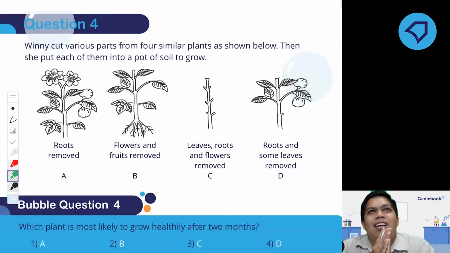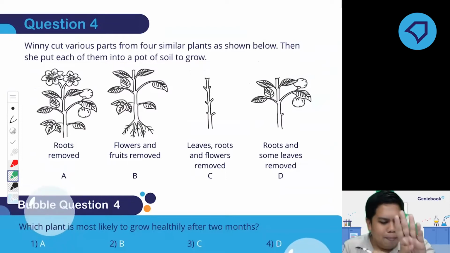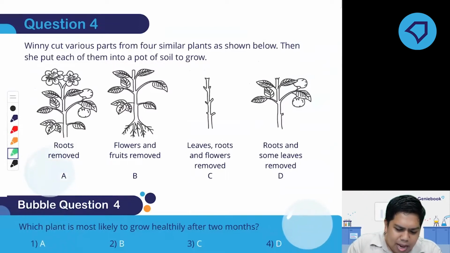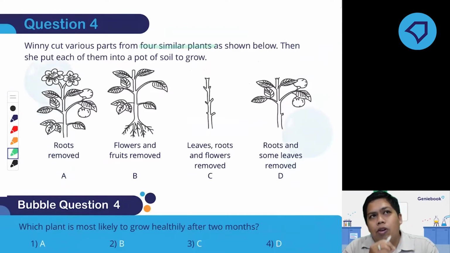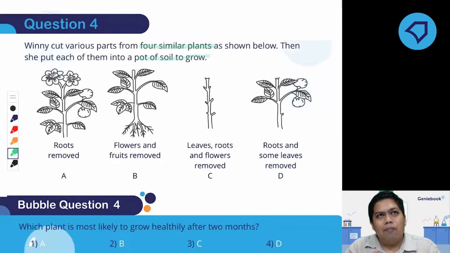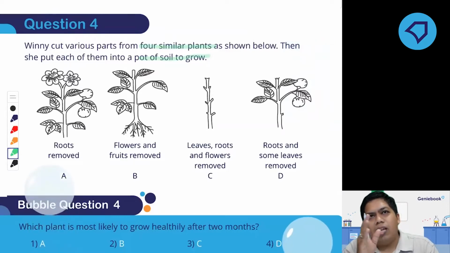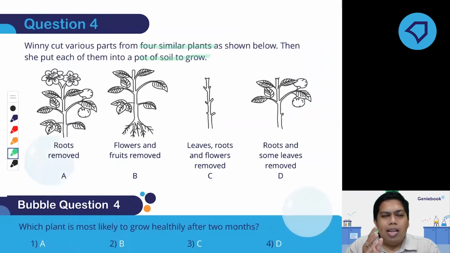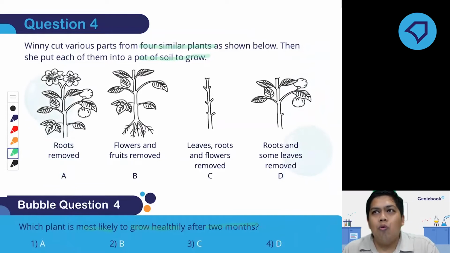Another difficult one. So we have Winnie who cut various parts from 4 similar plants. All 4 plants are actually exactly the same. She cut them at various parts, so you need to read the description. Then she put each of them into a pot of soil to grow. A has its roots removed, B flowers and fruits removed, then C and D and so on. So you read carefully each of the plants. Which plant is most likely to grow healthily after 2 months?